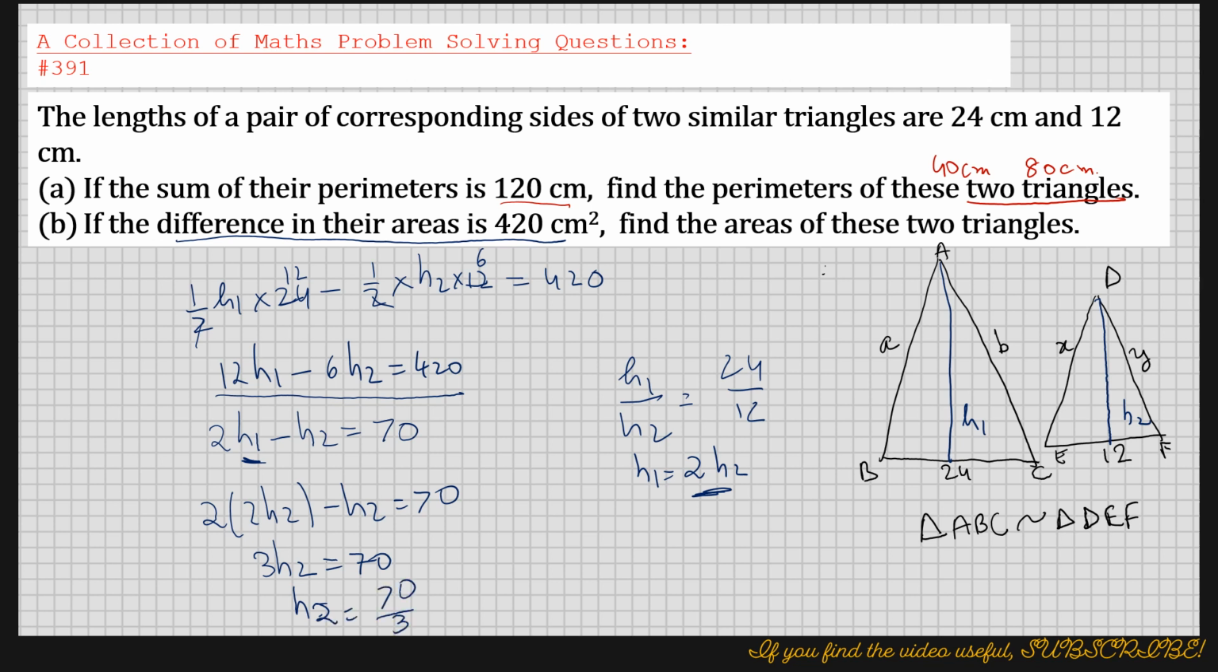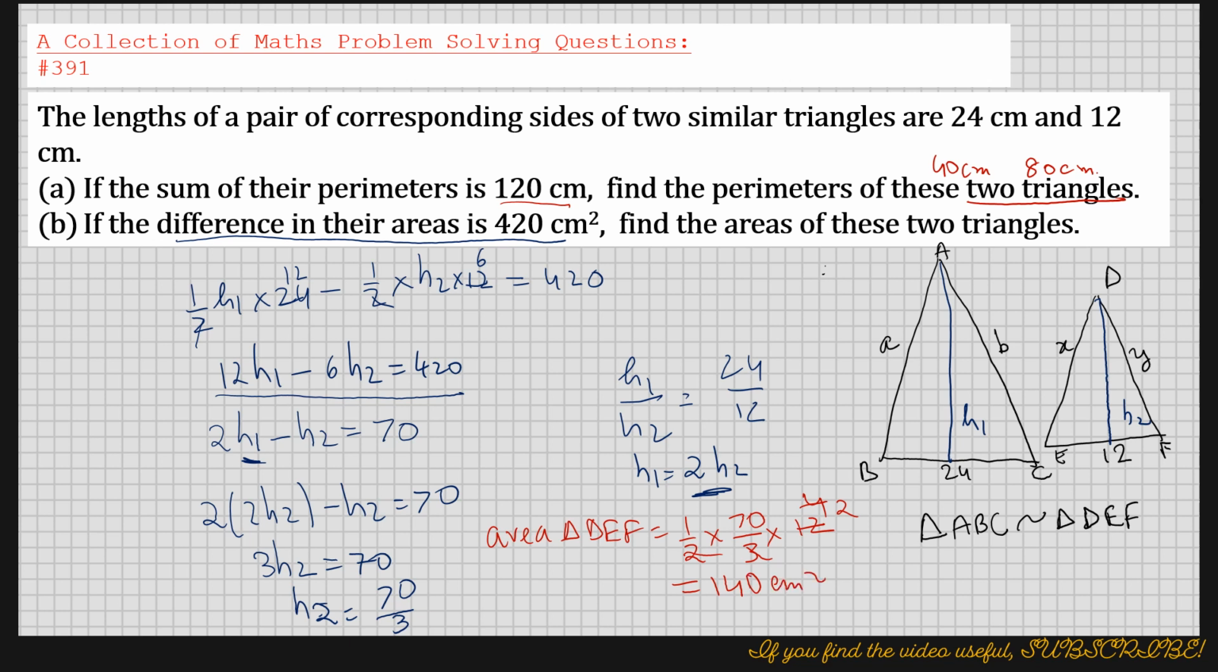So I got the height of one of the triangles. Once I have the height, I can find the area. The area of triangle DEF, where I said h2 belongs, would be half times 70 out of 3 times 12. That's the base. So 3 times 4 is 12 and 2 times 2 is 4. So that is 140 centimeters square.